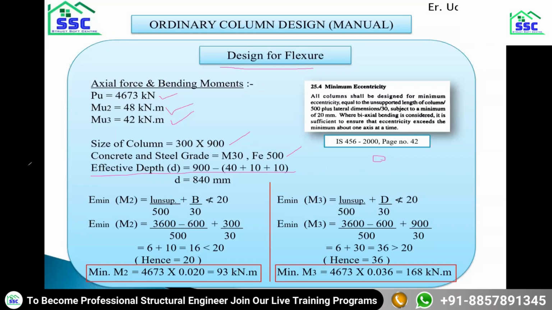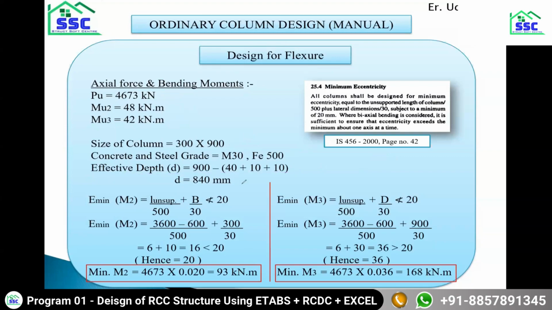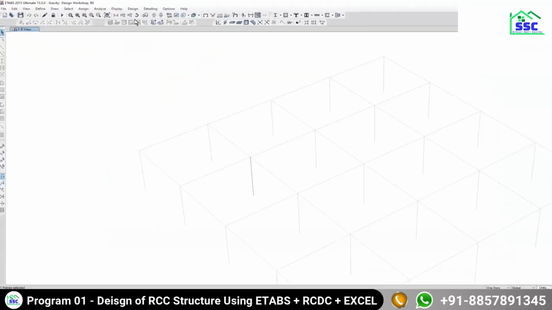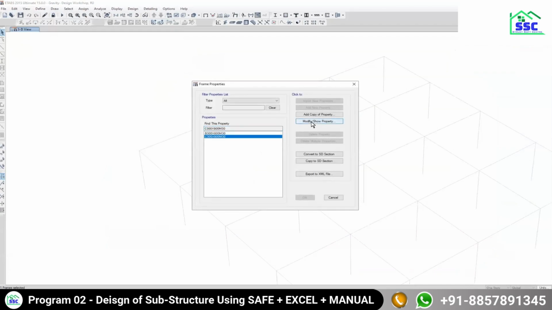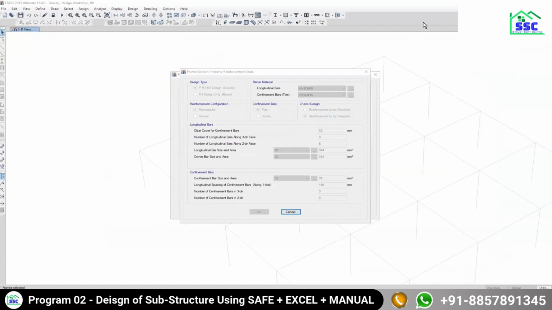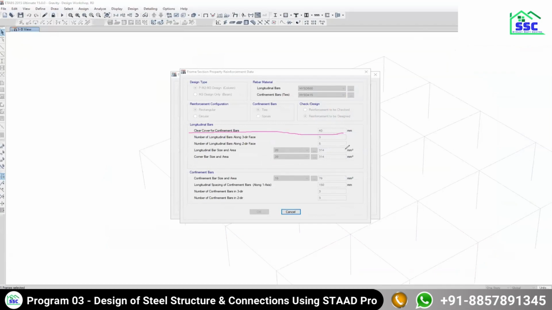But in case of column, if you recall, whenever we are defining any column, we don't give ETABS the effective cover, we give the clear cover, right? I will just go to the definition of my column. So this is the column. And here in reinforcement, the input that we give to ETABS is the clear cover for confinement bars. So how is ETABS calculating the effective depth or effective width using the clear cover?